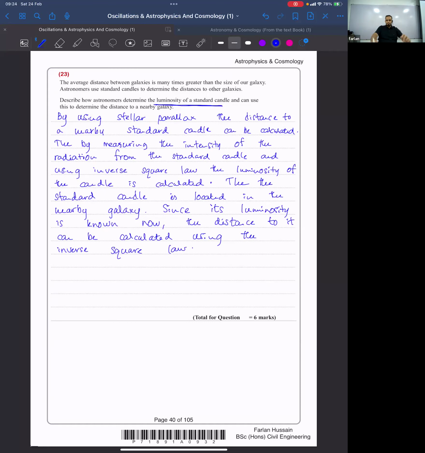Guys, read the question and read the answer again. When you are measuring the distance to the nearby star, yes. So it's a 6 mark.